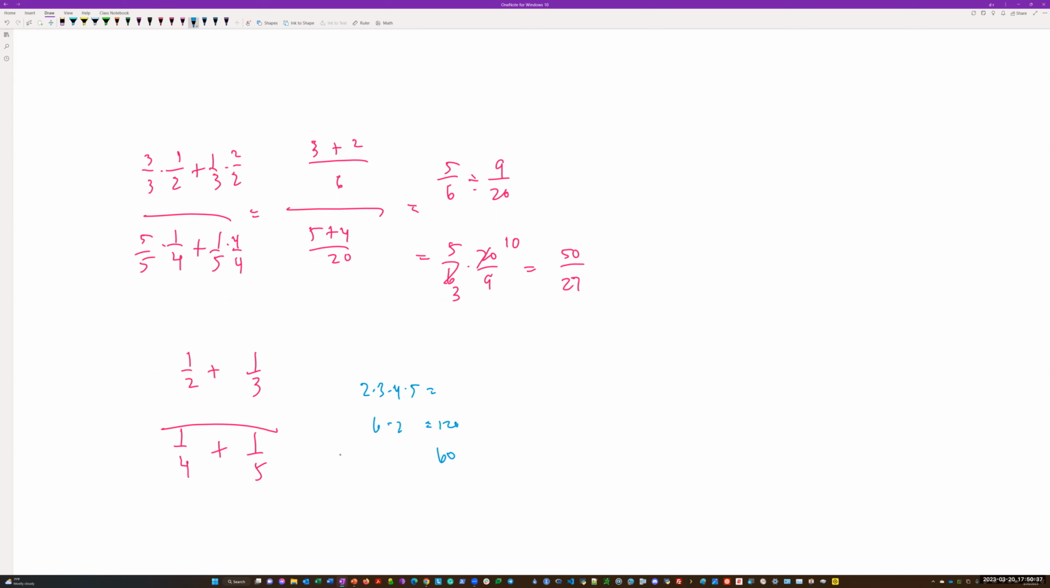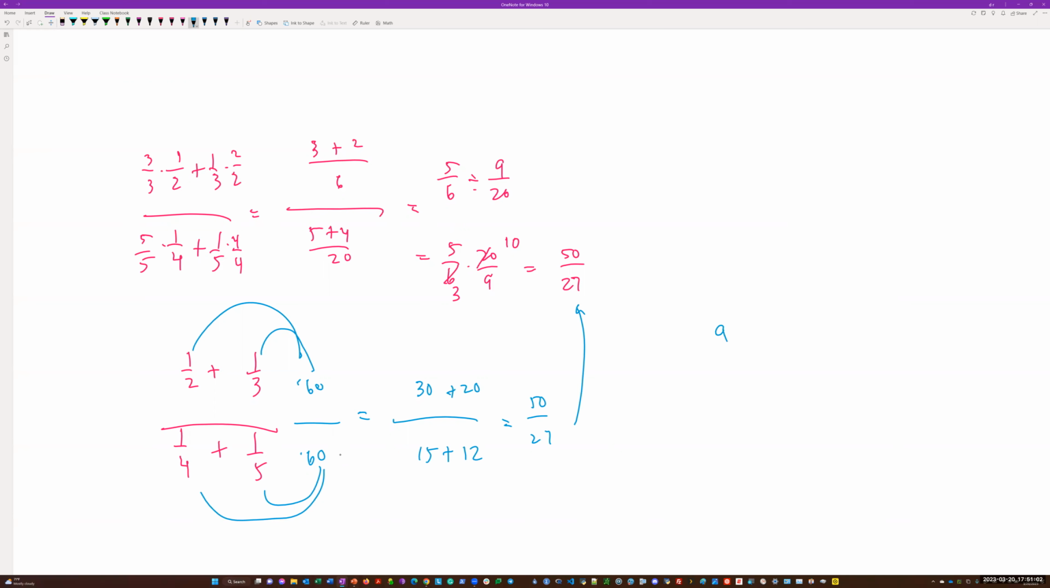All right, so then if you multiply this by 60 over 60, 60 times 1/2 is 30. 60 times 1/3 is 20. 60 times 1/4 is 15. 60 times 1/5 is 12. And then that's it. You get the answer.